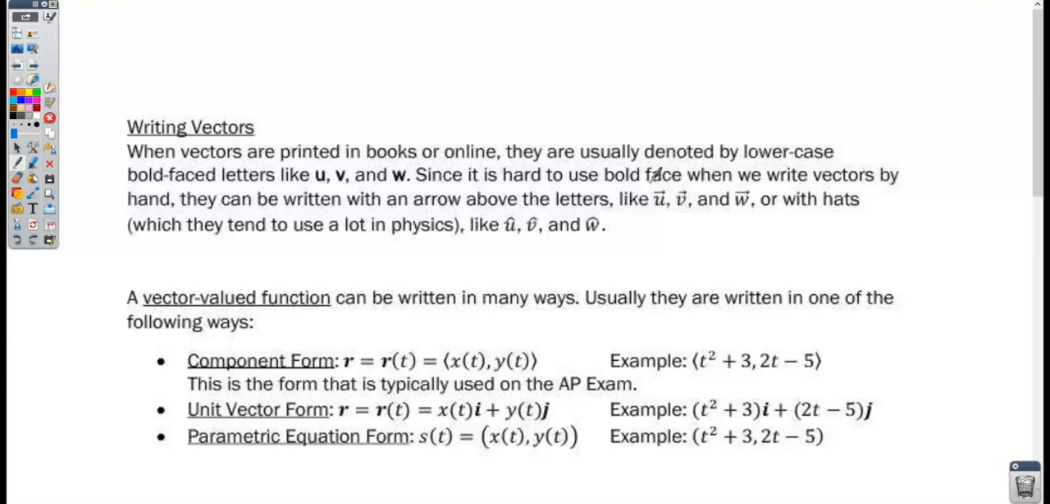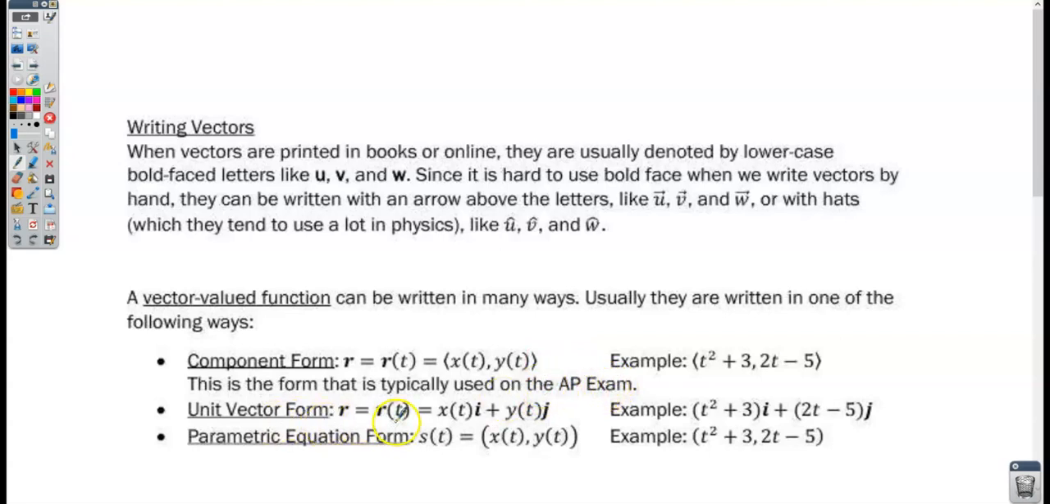Vector-valued functions are functions where each of the components of a vector is, in essence, a parametric function. And you can see these written in a lot of different ways. We've got component form here of the vector R. And that vector has, as each of its components, a function: x as a function of time, y as a function of time. This might be what a vector-valued function looks like in component form. By the way, component form is the form that we typically use on the AP exam, so I'm going to use that one far more than any of the others.